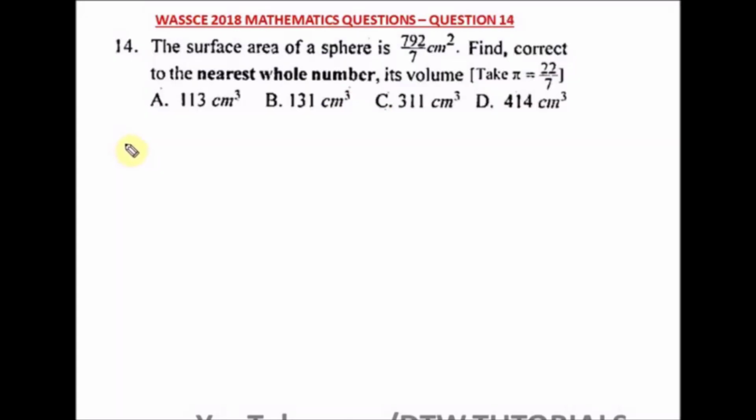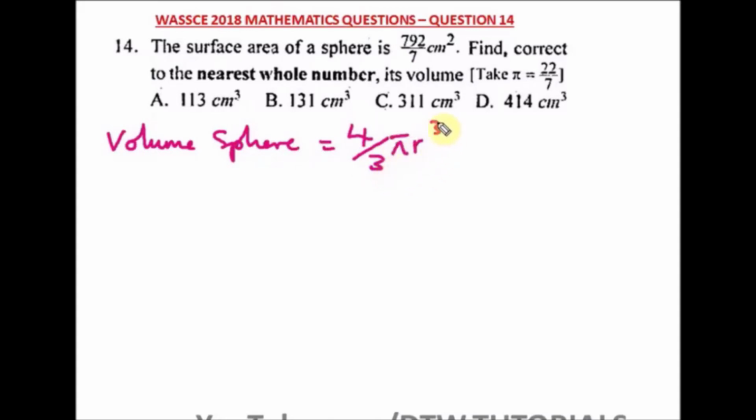Question 14 of the WAEC 2018 Mathematics past question, that's your WAEC exams. It says the surface area of a sphere is 792 divided by 7 centimeters square. Find, correct to the nearest whole number, its volume. So we're to find the volume. And the formula for the volume of a sphere is 4 divided by 3 pi r cube.